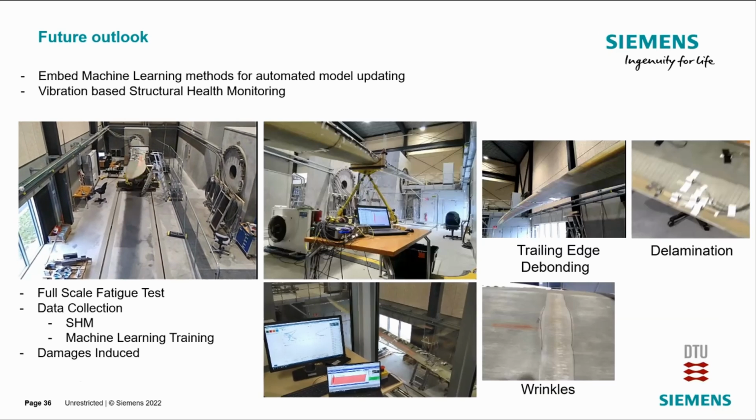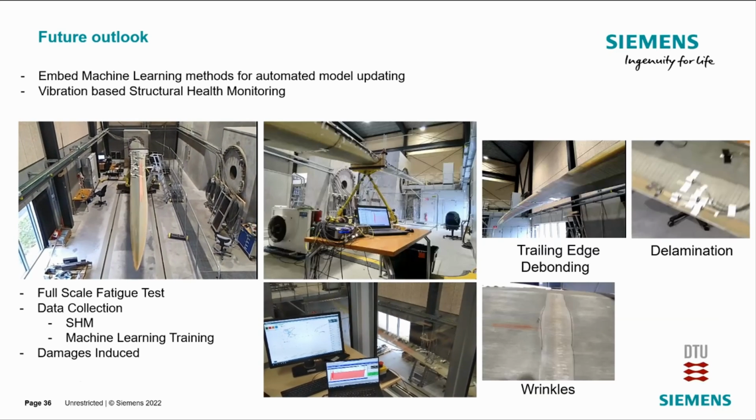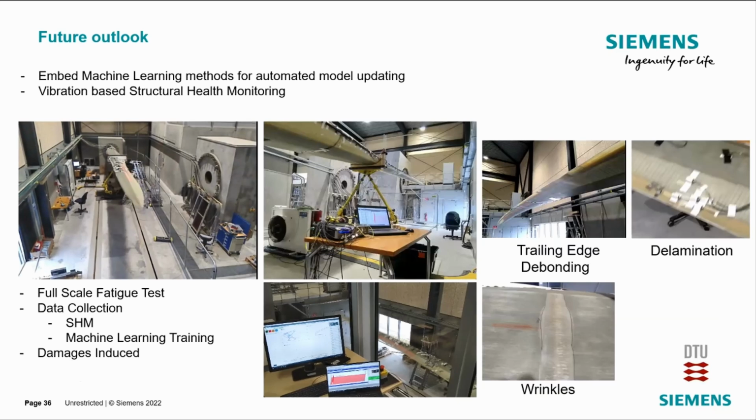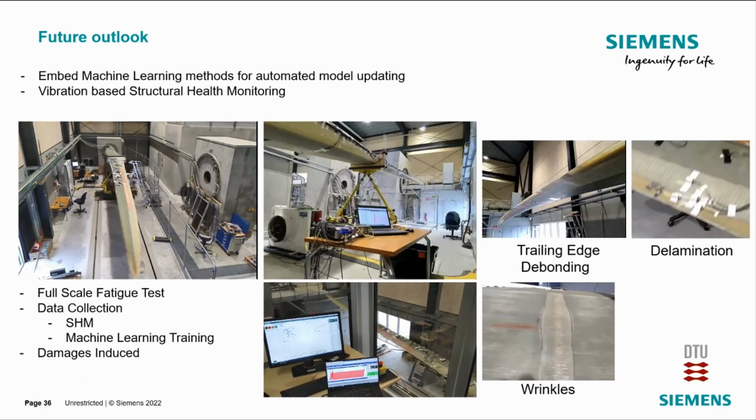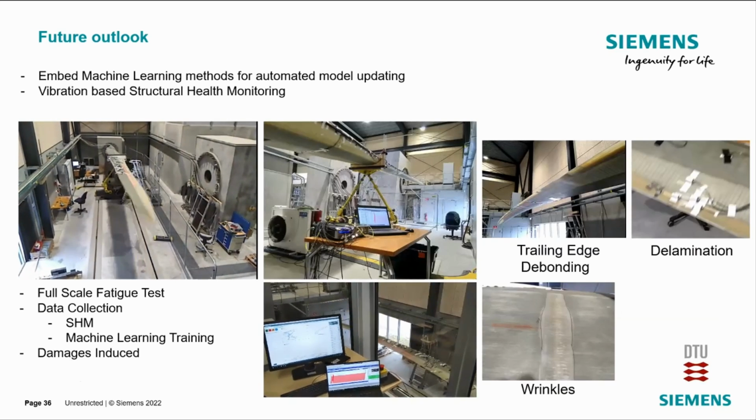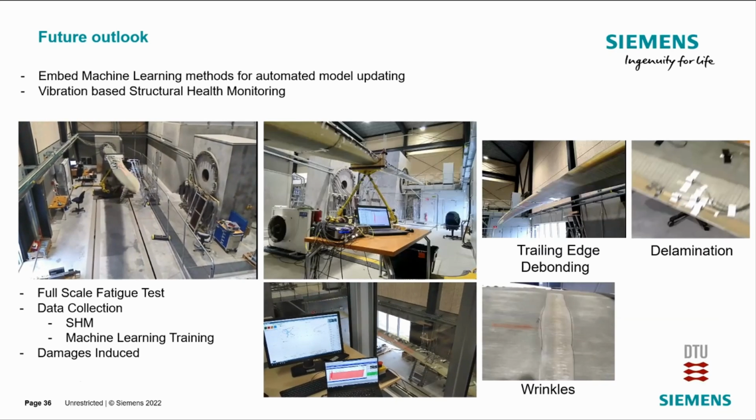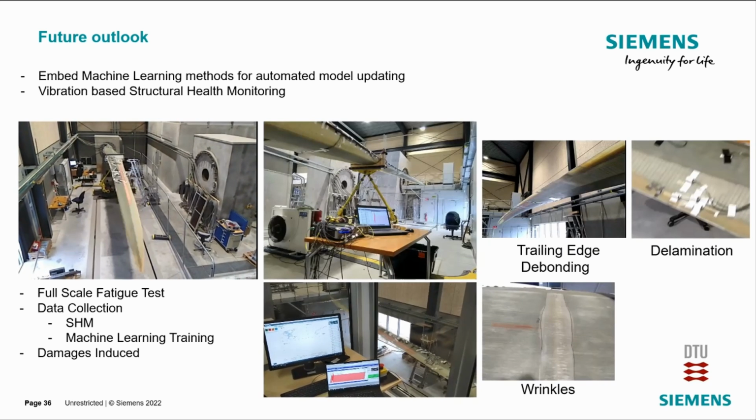Here you see an example on the left side. I hope the movie is visible also online. But it's quite impressive to see how these blades are deforming. And this is a kind of biaxial fatigue test, which is undergoing there at DTU on these blades. And then they introduced some defects.